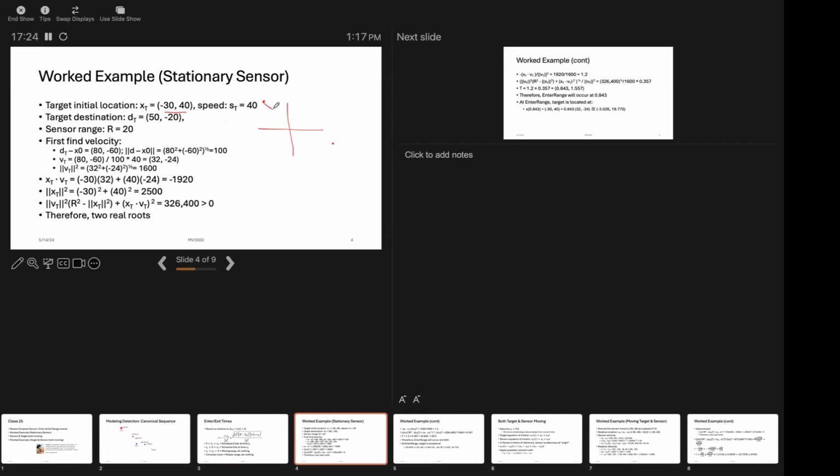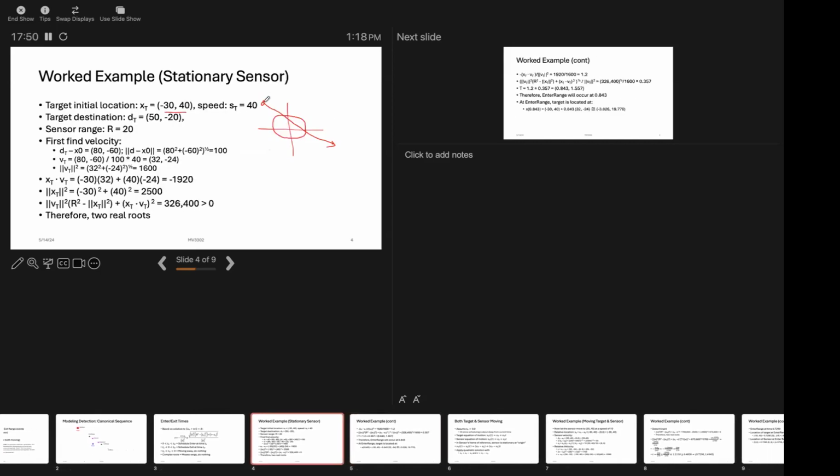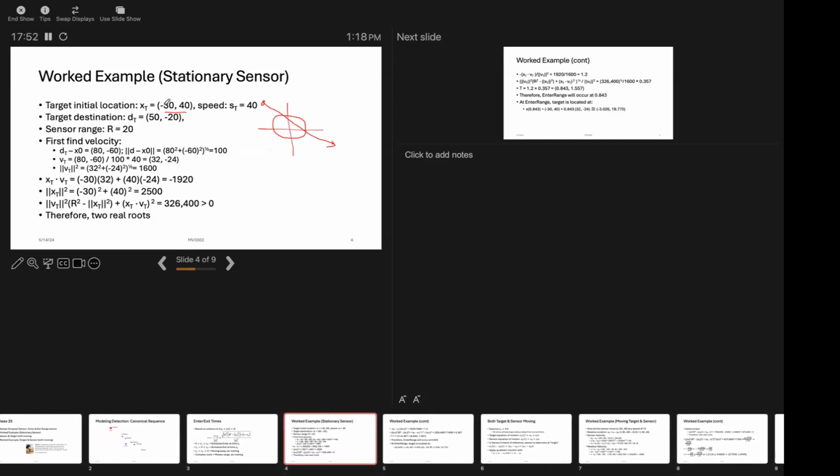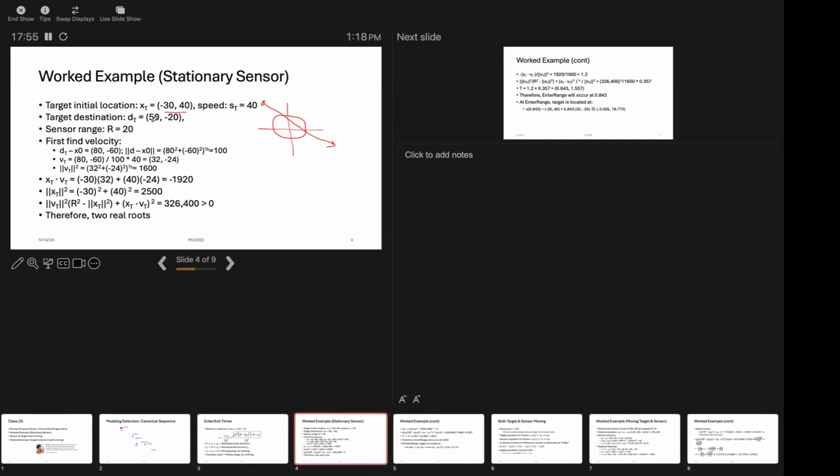And so our trajectory is going to look roughly like this. It's always useful to draw rough pictures just to make sure you don't go crazy. The sensor range is, I don't know exactly where it hits, but the sensor range is 20. Okay, so first we need to find the equation of motion of the target. We're at minus 30, 40, moving to 50, minus 20 at a speed of 40.